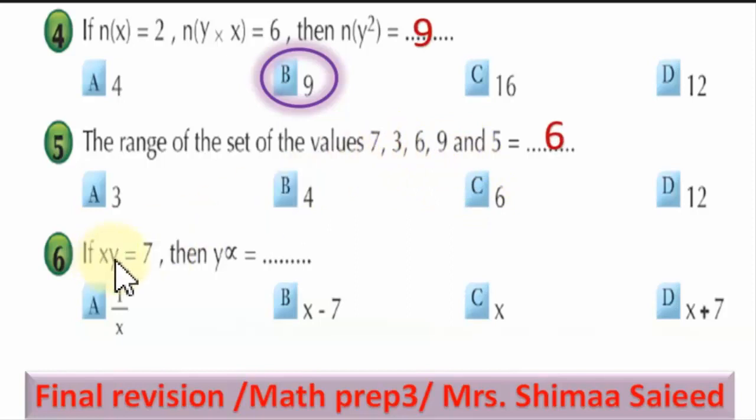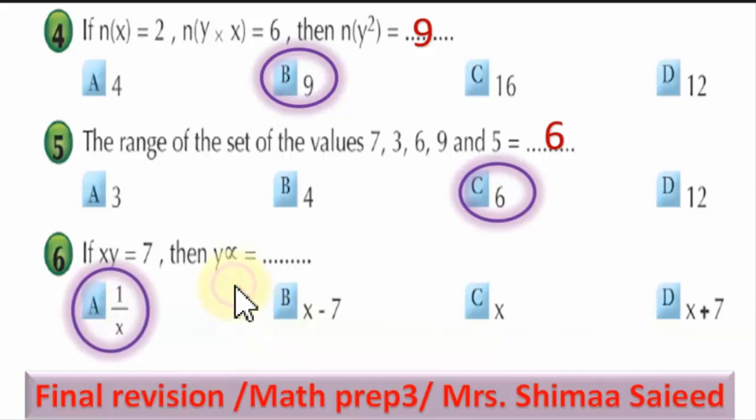If x times y equals 7, then y changes inversely with x, which is 1 over x. Because in this case y equals 7 over x, and so it is like y equals m over x, which expresses inverse variation, meaning y changes inversely with x. So choose 1 over x.